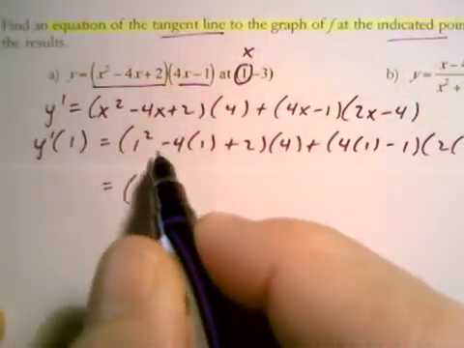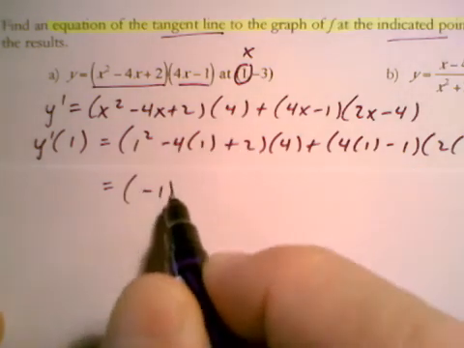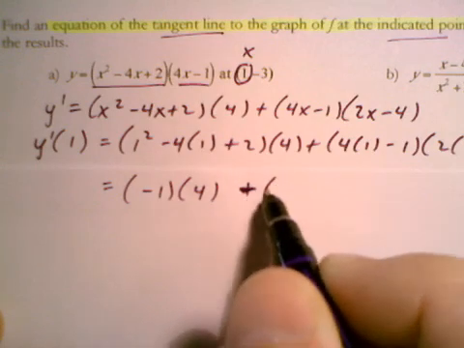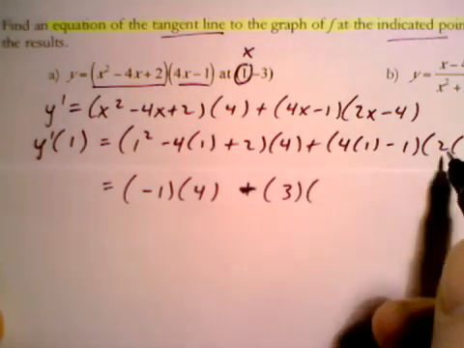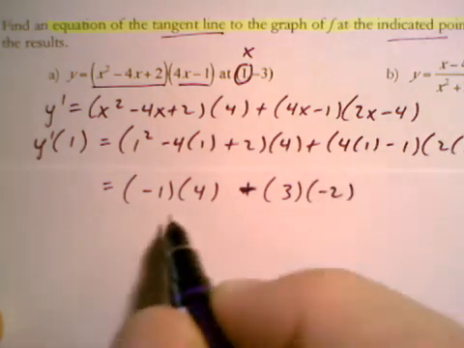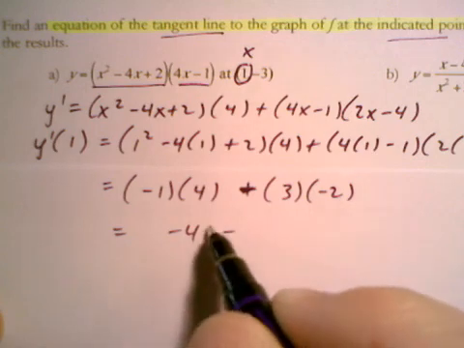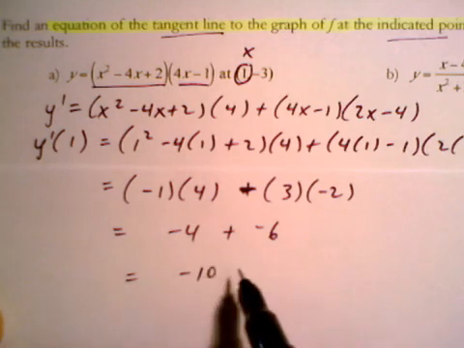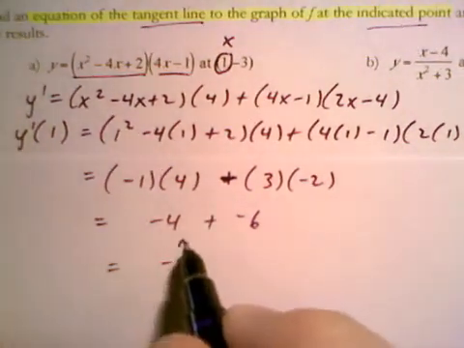So inside this set of parentheses, 1 minus 4 is negative 3, negative 3 plus 2 is negative 1. We're going to multiply it by 4, plus, and then we have 4 minus 1 is 3, and we're going to multiply that by 2 minus 4, which is negative 2. So I don't want to try to do too many steps in my head. Negative 4 plus negative 6, which is negative 10. Okay.